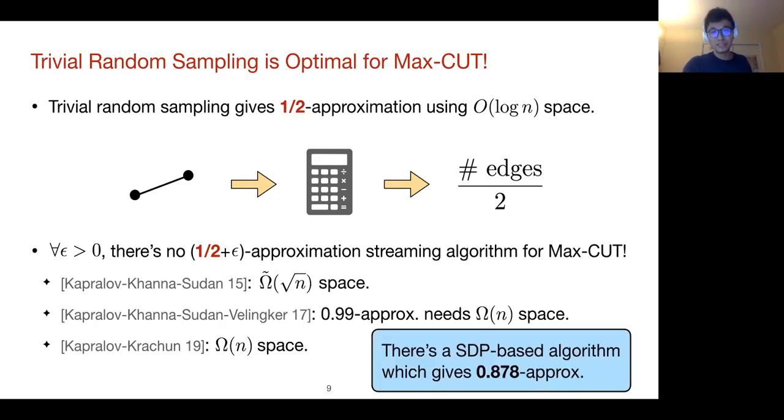Notice that this is quite different from the polynomial time region, because we know that in the polynomial time region there exists an SDP-based algorithm, the Goemans-Williamson algorithm, that gives you about 0.878 approximation. Before this work, people mostly studied only Max-DICUT in the streaming model, and for other problems it is not that clear. In this work we try to give a more unifying explanation of CSP problems in the streaming model.